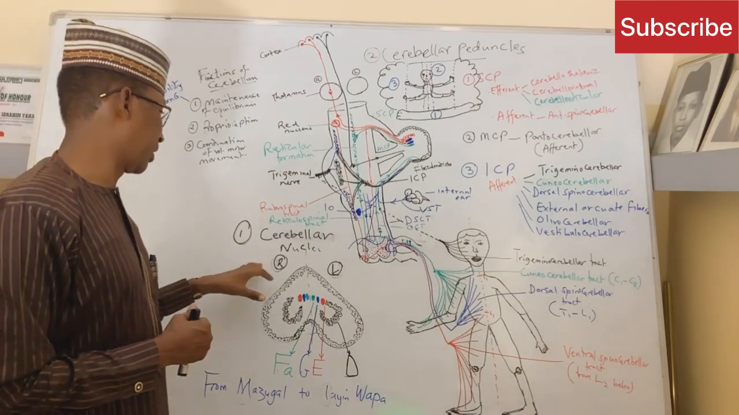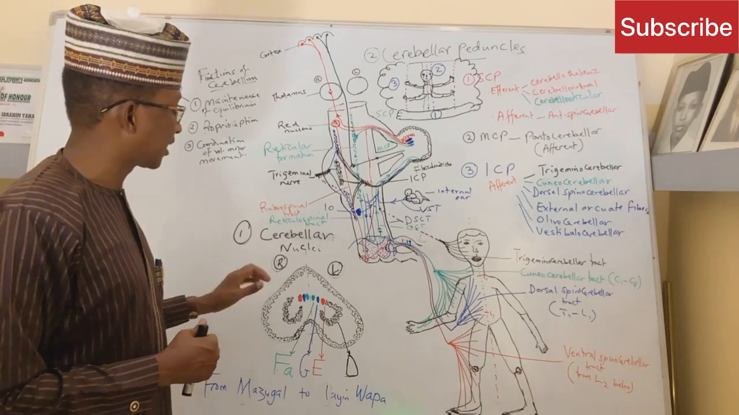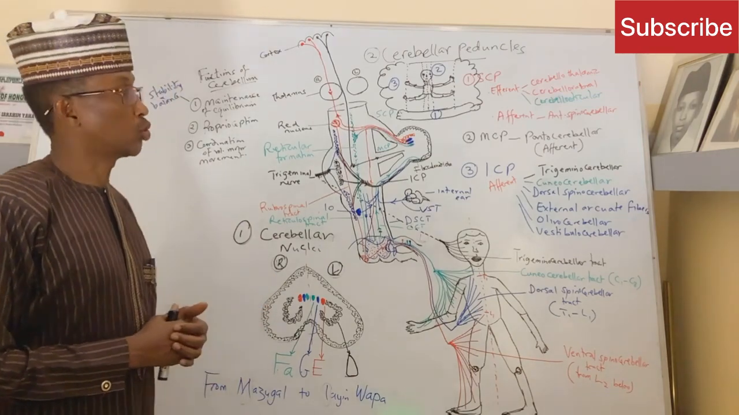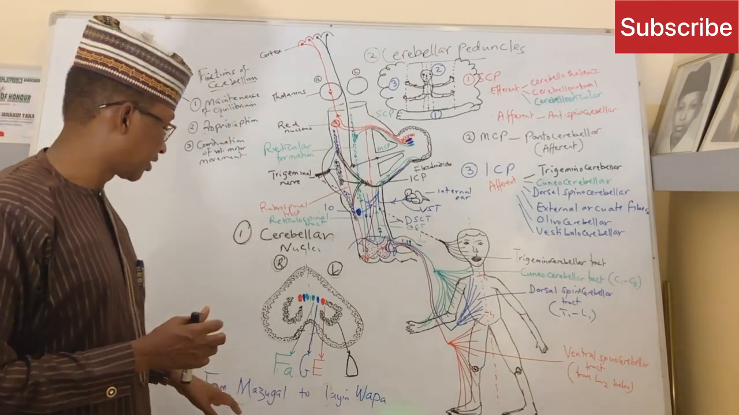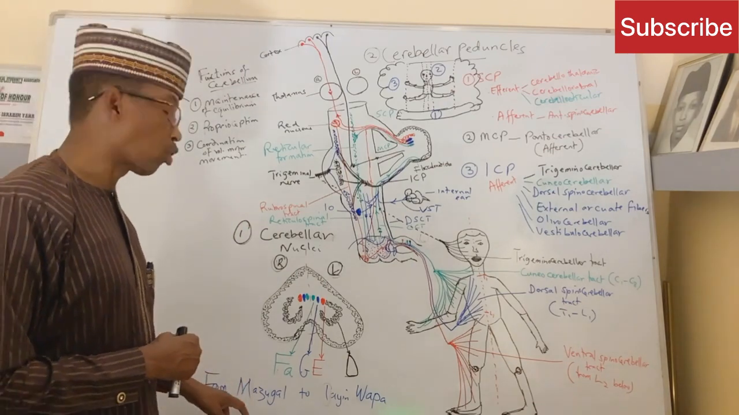So the next one is the cerebellar nuclei. For those of us that are in Nigeria, there is a state known as Kano State. In Kano State, there are multiple entrances. One of the entrances to the city of Kano is known as Kofar Mazugal.